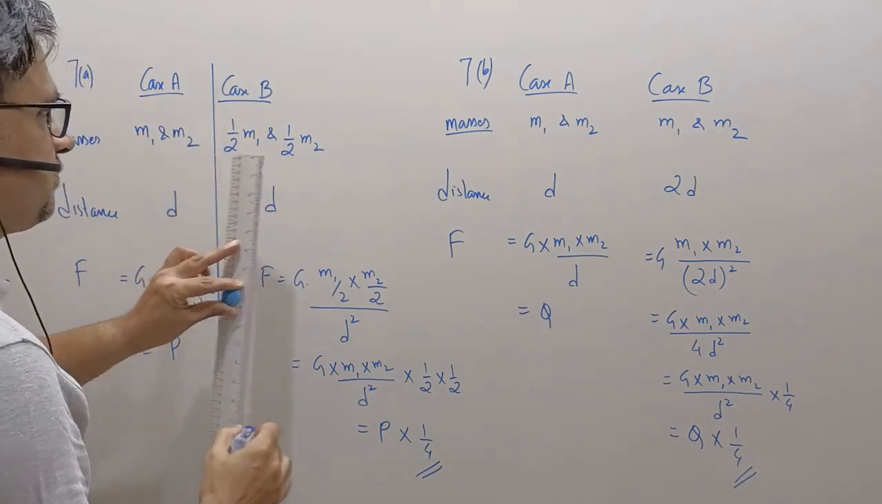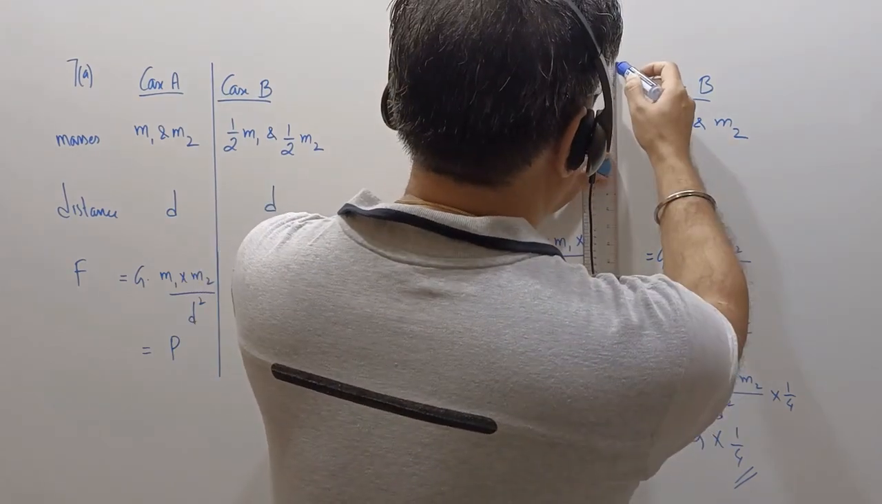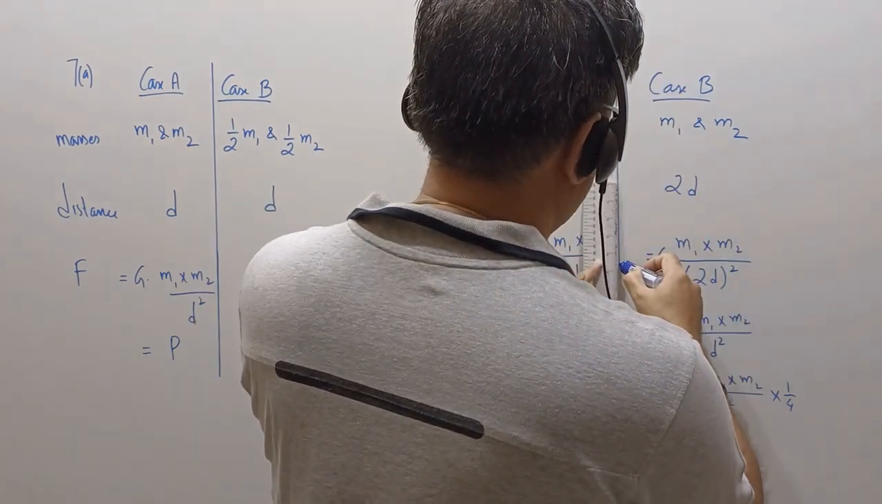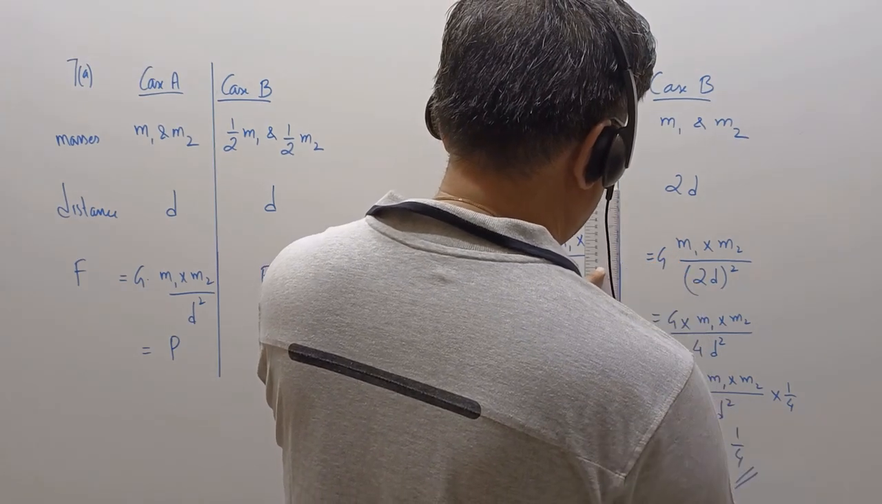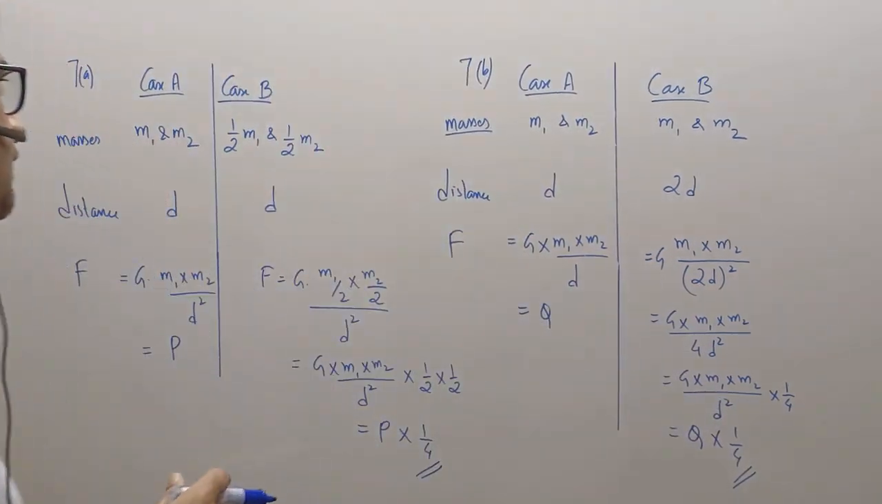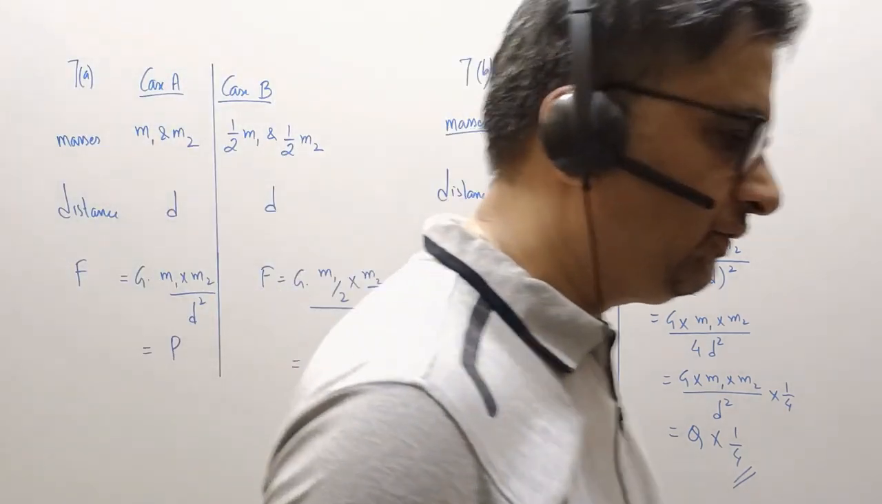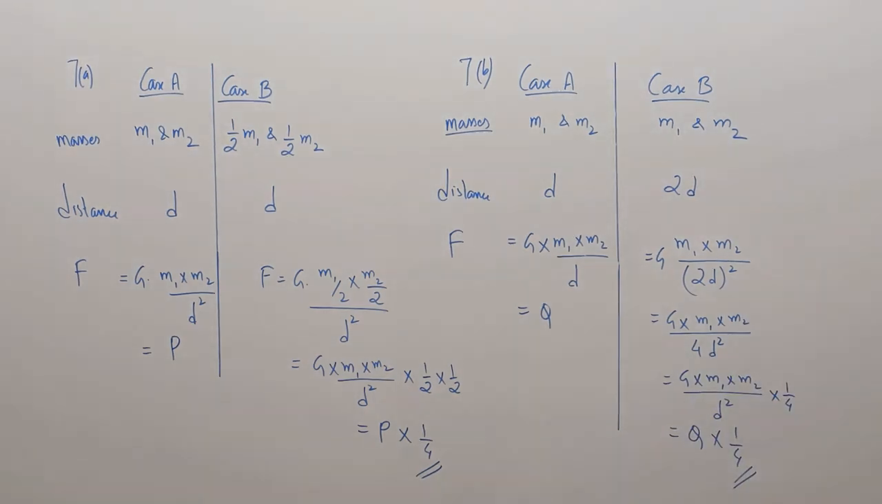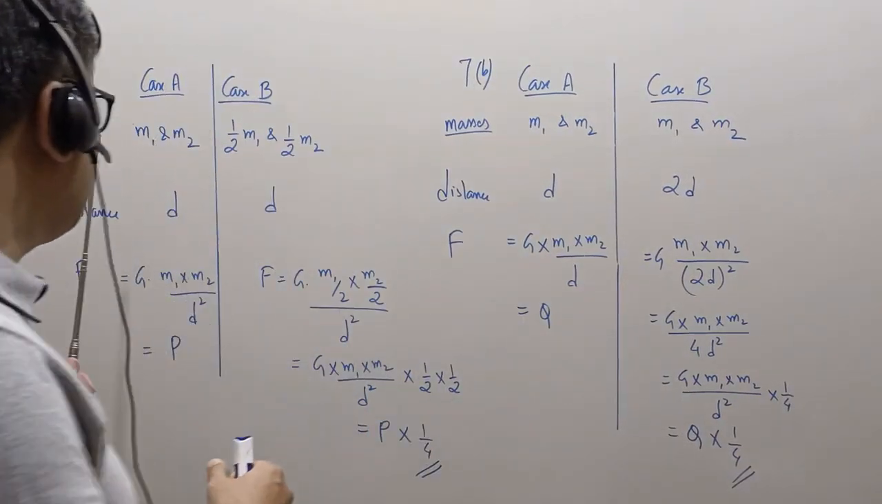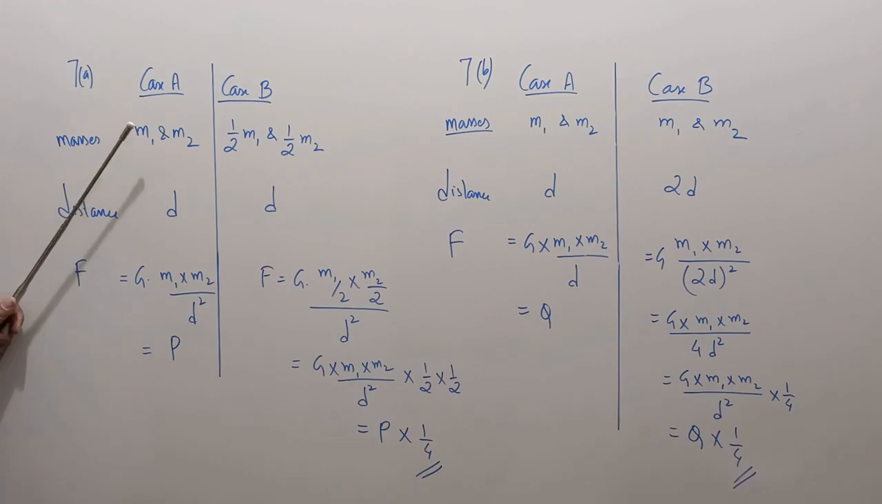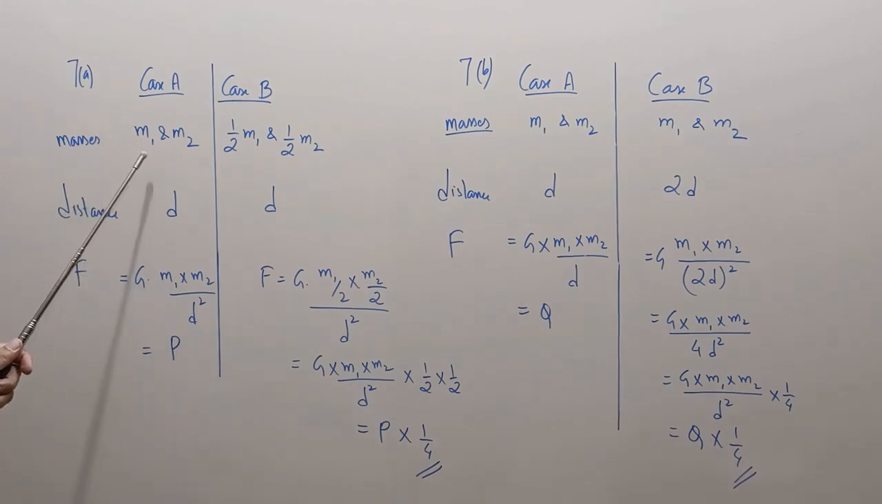Let me draw this partition so that we are able to appreciate the data and the values for each case. So we are talking about the first case where we have two bodies and their masses are halved. So we are talking about case A, where the masses of the two bodies are m1 and m2.